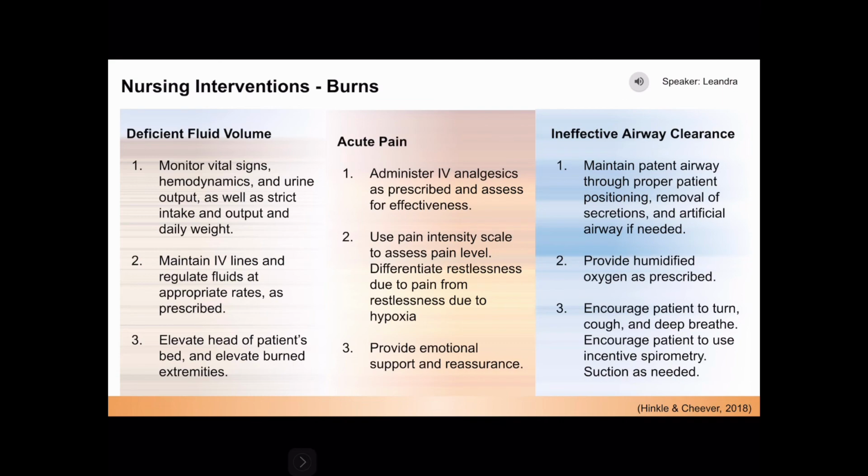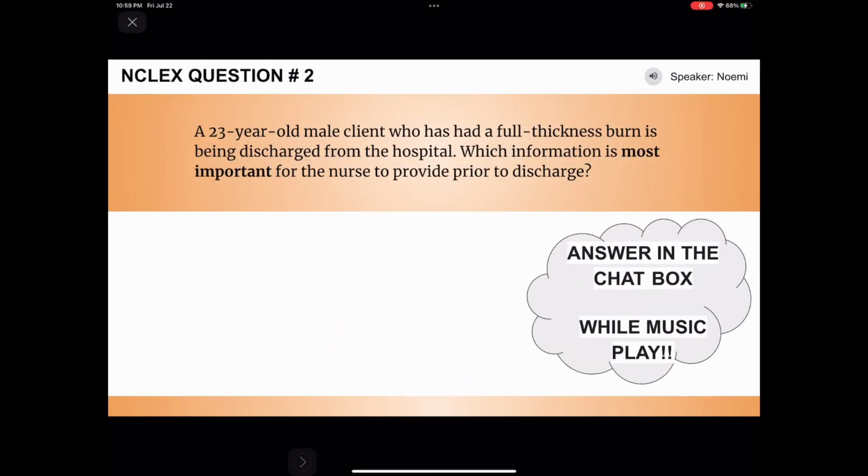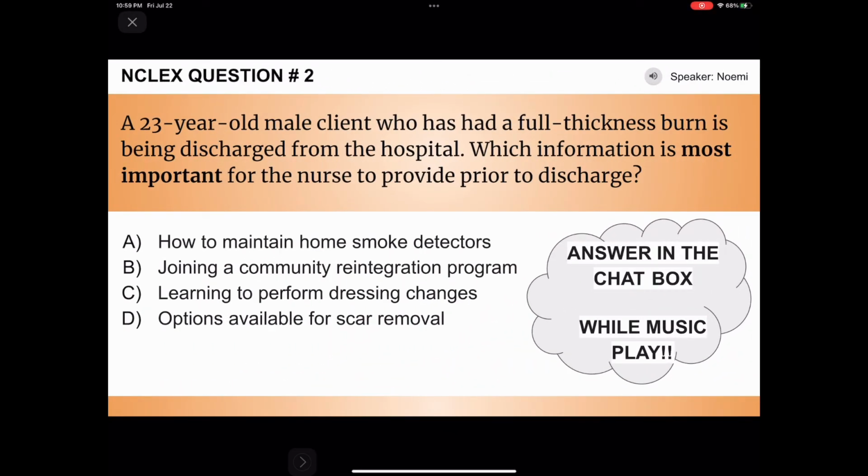Next slide. Now with your NCLEX question. A 23-year-old male client who has had a full-thickness burn is being discharged from the hospital. Which information is most important for the nurse to provide prior to discharge? A. How to maintain home smoke detectors. B. Joining a community reintegration program. C. Learning to perform dressing changes. Or D. Option available for scar removal. Place your answer in the chat box.